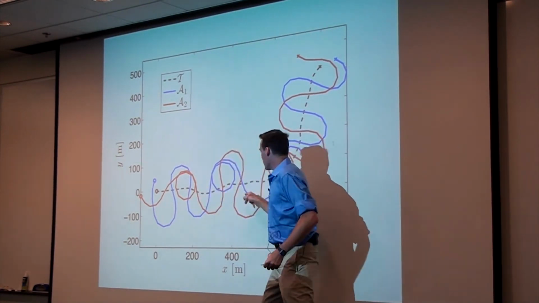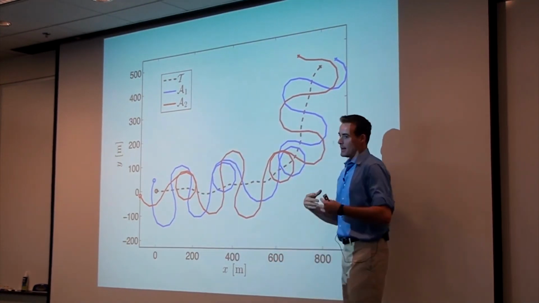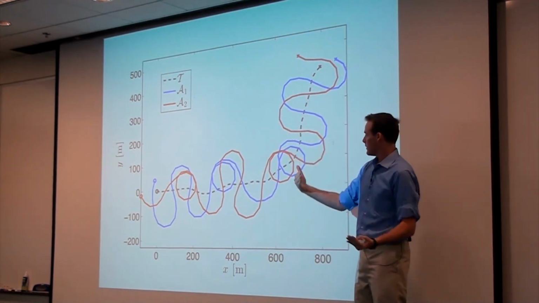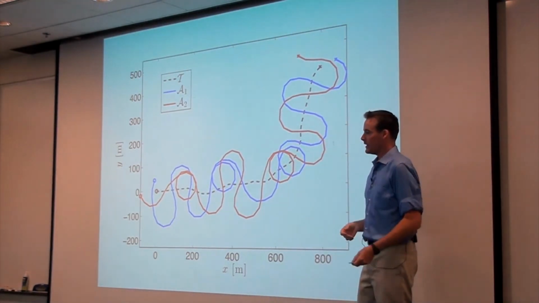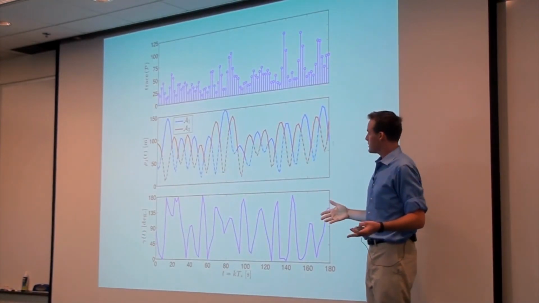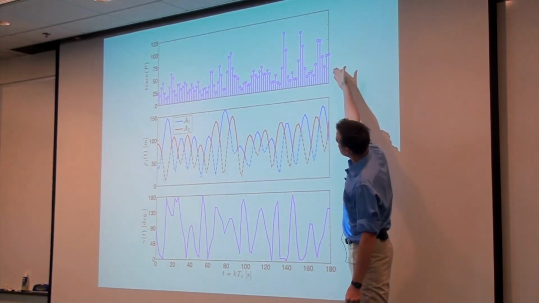Here's the little truck driving around, and you can see that the UAVs are not doing a very good job at staying at 90 degrees. They're just kind of swooping over the truck in accordance with the solution of this optimization problem.